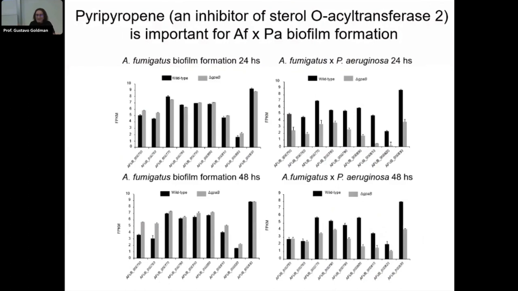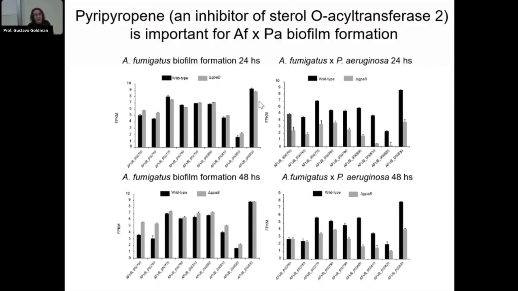But why is a fungus producing pyripyropene to reduce cholesterol in the human? And then we identified this cluster is important for the interaction of fumigatus and Pseudomonas. Probably it's one of these humanized things where we identify one thing and we think, oh, that's the function, but maybe there is a completely different function. And actually, we don't know the function yet, but let me show you the whole story.